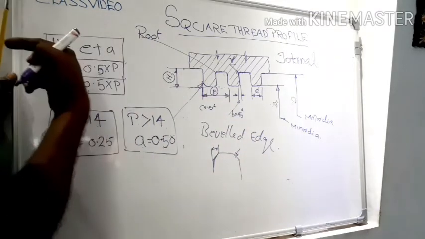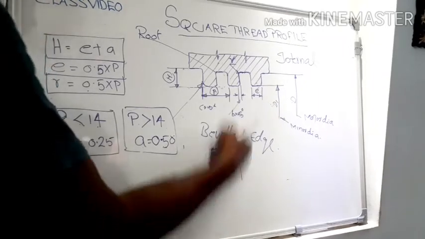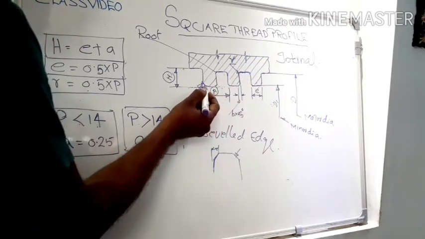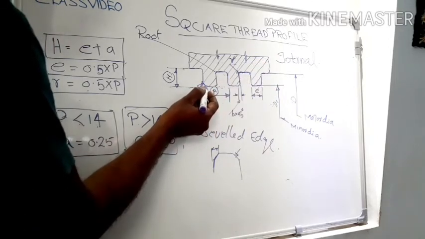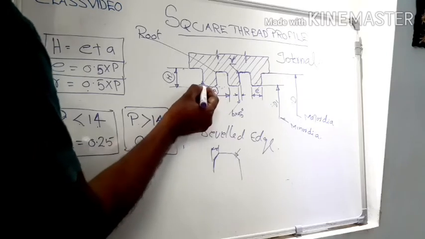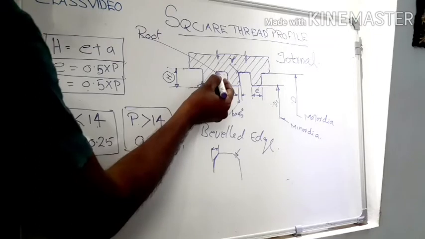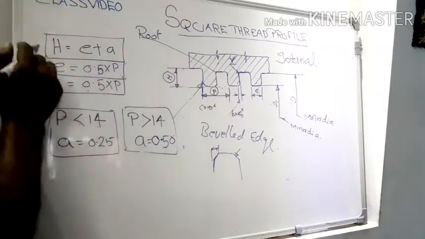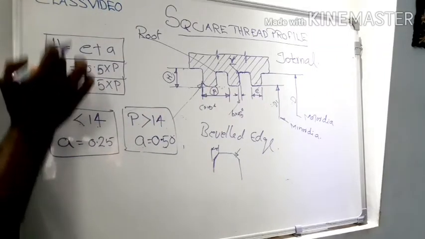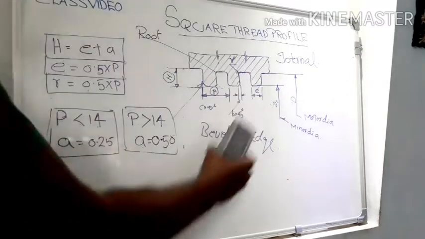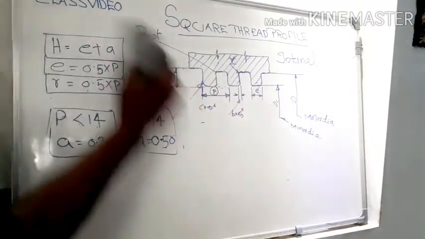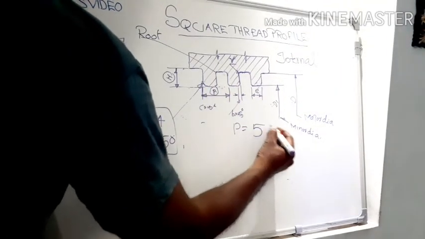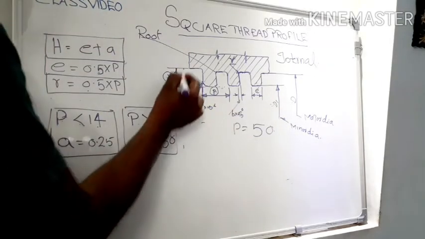What is the purpose of beveling? To remove the sharp edge. That means in the case of internal square thread, the outer sharp edge of the crest is beveled and the root surface is rounded in shape. Now, what is the value of H? We have to find that value in terms of pitch. Here I am taking the pitch value, suppose it is 50.